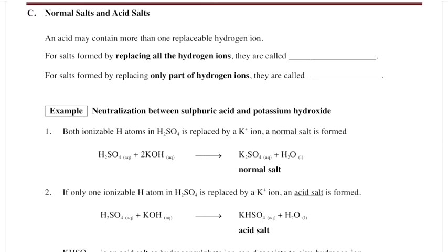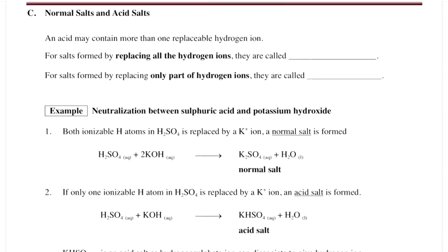So for some acid, if we have one molecule of that acid, it can release more than one hydrogen ion. So for those, let's say dibasic acid or tribasic acid, sometimes the ionized hydrogen are not fully replaced by the metal ion. In that case, they form an acid salt.